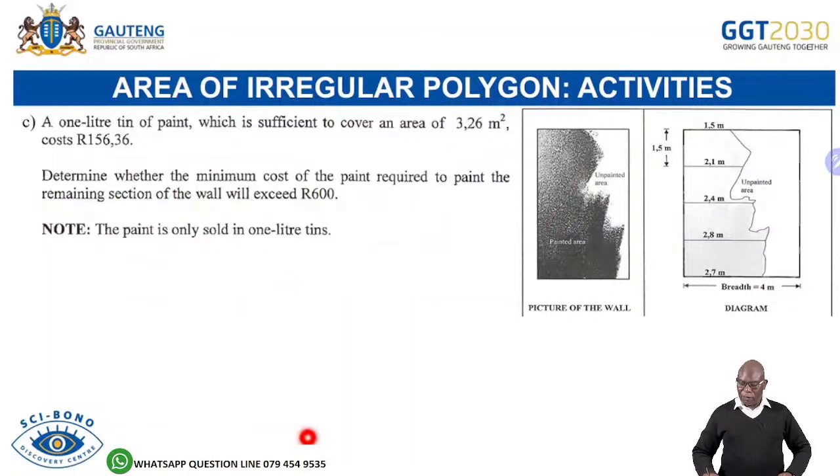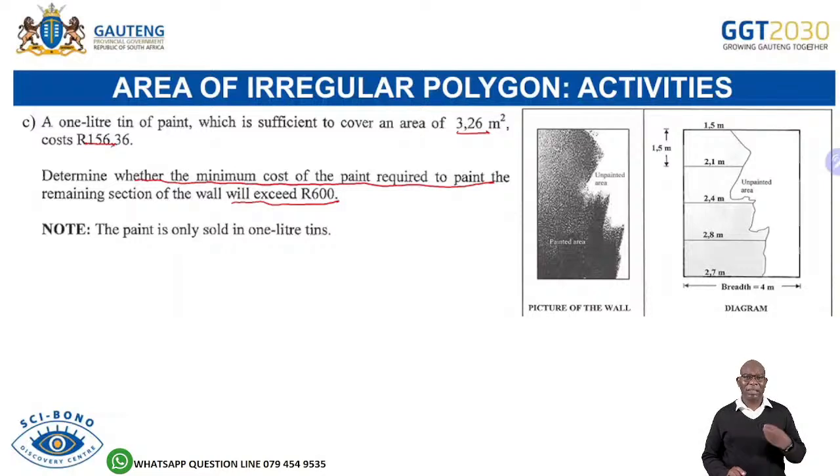Now, the last part of the question is a bit of a challenge. It says a 1 liter tin of paint, which is sufficient to cover the area of this, costs that amount. Determine whether the minimum cost of the paint required to paint will exceed 600. In other words, the answer that you must get must be more than 600.